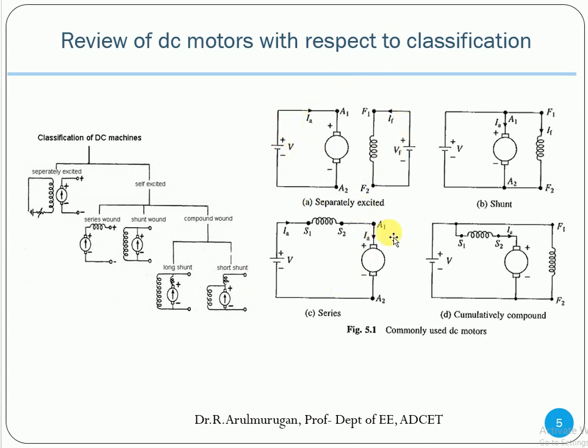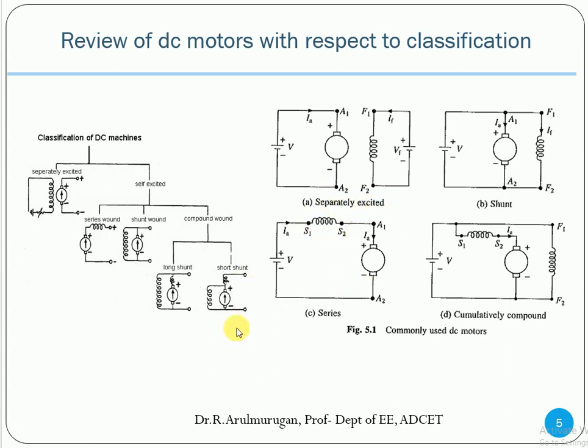What about the series motor? High starting torque. Why is it called high starting torque? Torque is directly proportional to IA squared. Why? Because flux is not constant. Both are in series connection, so flux is equal to IA. So T is directly proportional to IA squared. That's why the series motor has a high starting torque.